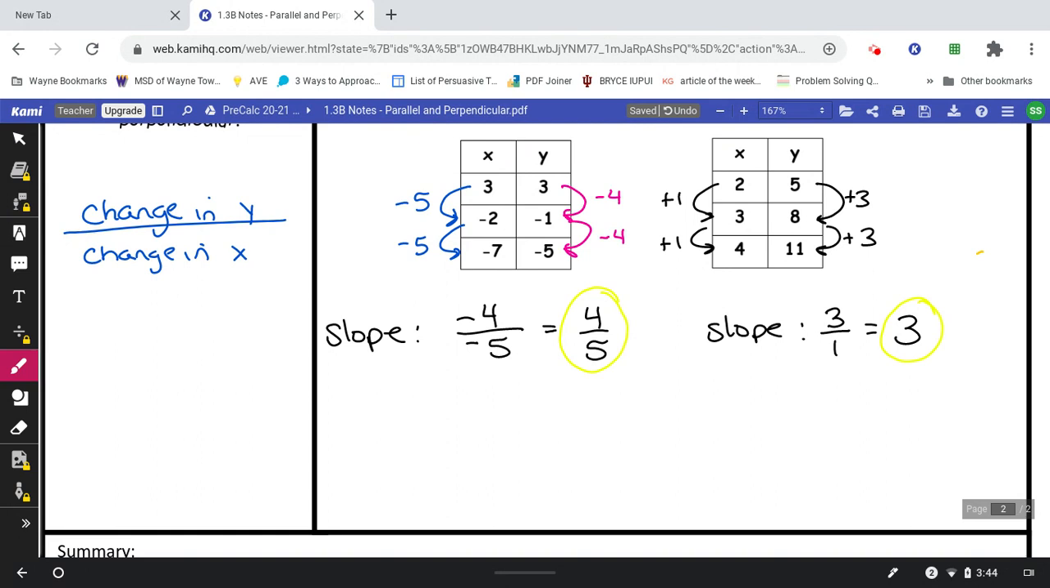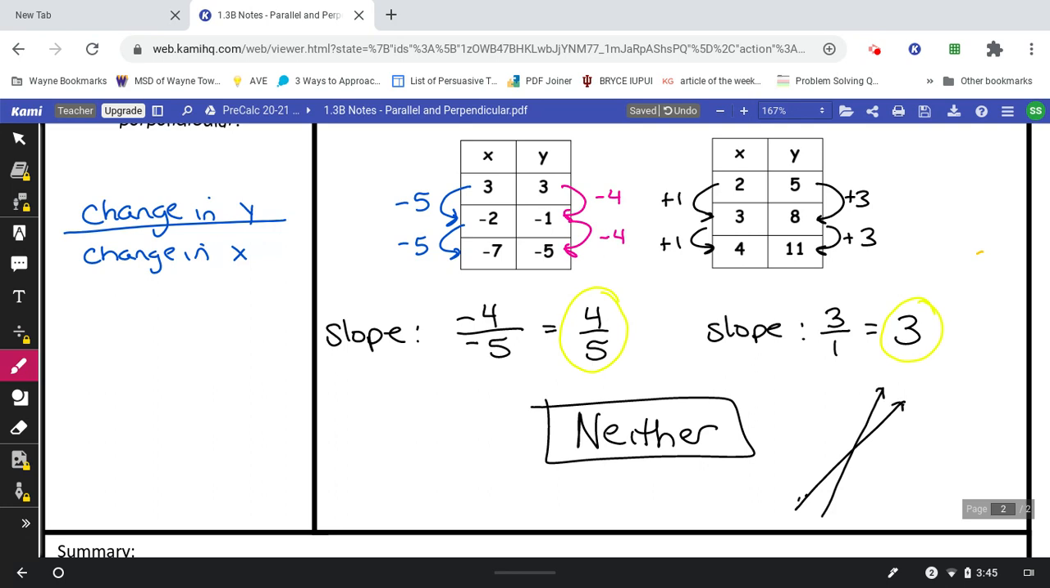Are they perpendicular? Are they the opposite signs and the reciprocal of each other? No, they're actually neither of those. So this just falls into a category called neither. It means that your lines are crossing, but they are not crossing at exactly 90 degrees. Maybe something like this. They cross, but they're not at 90 degrees.